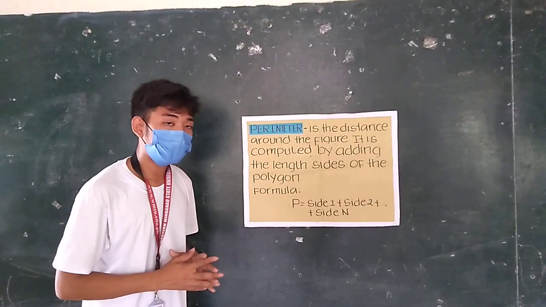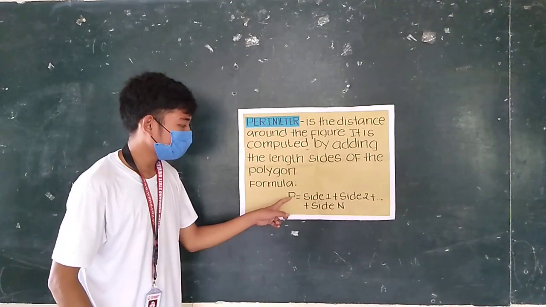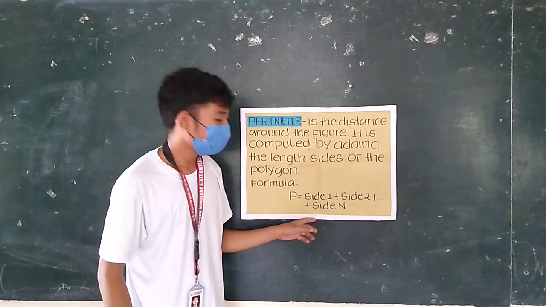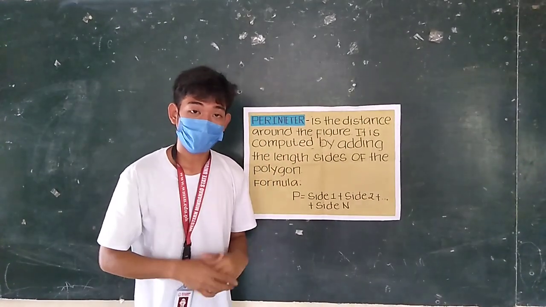That means that you are going to add all the sides of a certain polygon or shape. So, we have the formula of the perimeter. The formula of perimeter is that P is equal to side 1 plus side 2 plus side 3 plus side 4, and so on and so forth. Okay?